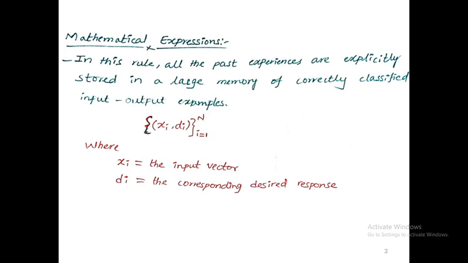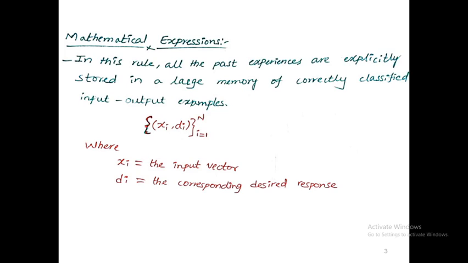In this rule, all the past experience are explicitly stored in a large memory of correctly classified input-output examples. So here that classification is important. So, correctly classified input-output examples. Let us take the expressions. The set (xi, di), where i is equal to 1 to n. So here xi is the input vector and di is the corresponding desired response.